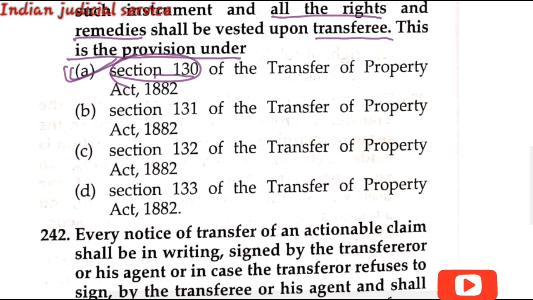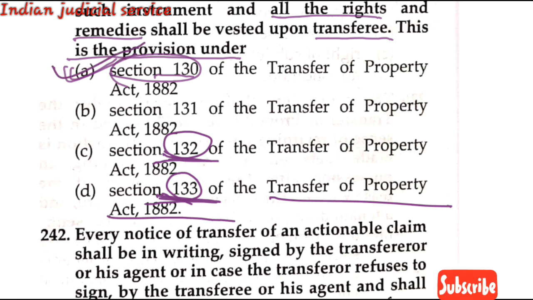Now section 131 deals with the notice to be in writing signed, and section 132 deals with the rights and liabilities of a transferee of an actionable claim. So the liabilities of a transferee of an actionable claim are provided in section 132, and section 133 deals with the warranty of solvency of debtor. So it is provided in section 133 of the Transfer of Property Act. So our answer is option A.